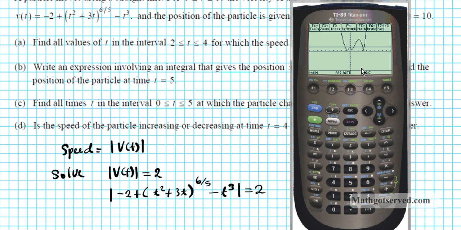Okay, so we're looking for the point where the absolute value of the velocity, which is speed, is equal to positive 2 between 2 and 4. Okay, so we have to be really careful with our domain here. We're just looking at 2 and 4. So I'm going to use the Window's zoom menu to basically zoom in on this intersection region right here. So F2, zoom box, enter.